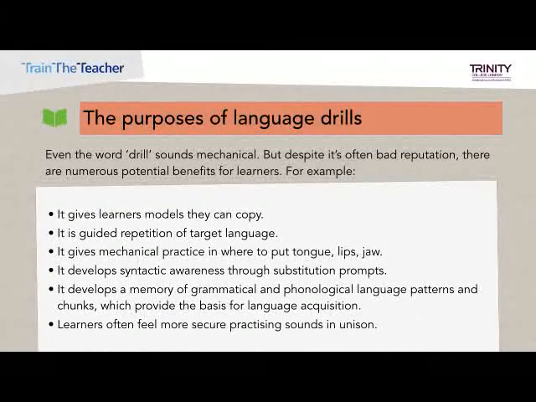It gives simple mechanical practice in where they need to put their tongue or their lips or how to move the jaw. It develops syntactic awareness through substitution prompts. It develops a memory of grammatical and phonological language patterns and chunks, which provide the basis for language acquisition. And learners often feel more secure practicing sounds in this way, particularly if it's in unison.